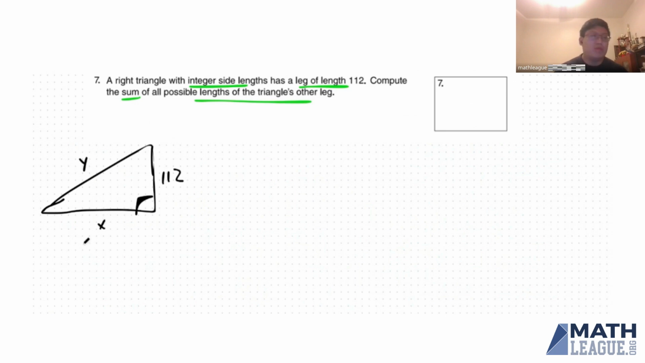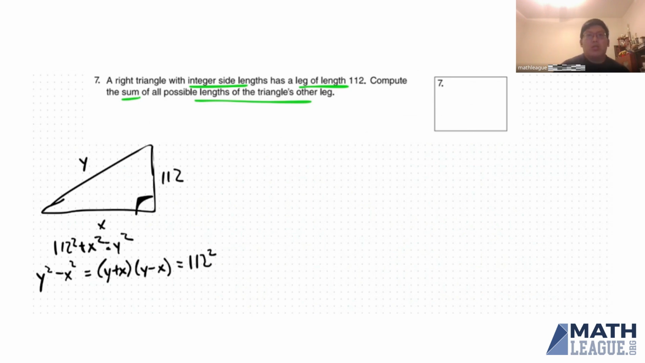Now note that 112 is not necessarily less than or greater than x. It's certainly not equal to, because that would be a 1, 1, root 2 triangle. So this is not necessarily to scale, but it helps us visualize. By the Pythagorean theorem, we know that 112 squared plus x squared equals y squared. So that means that y squared minus x squared, which is equal to (y plus x) times (y minus x) by the difference of squares, has to equal 112 squared.